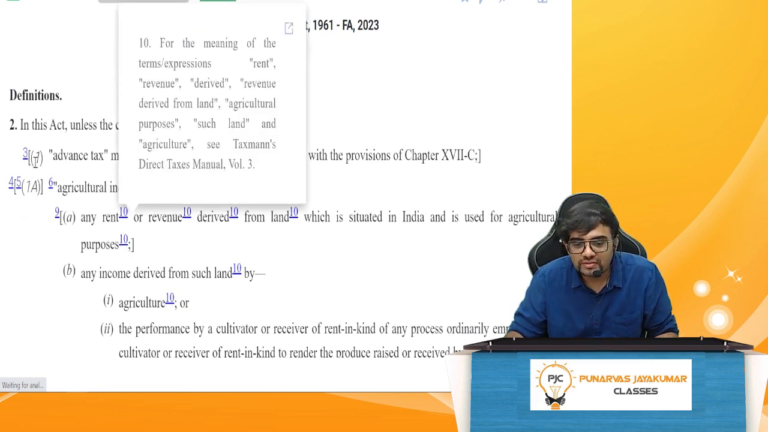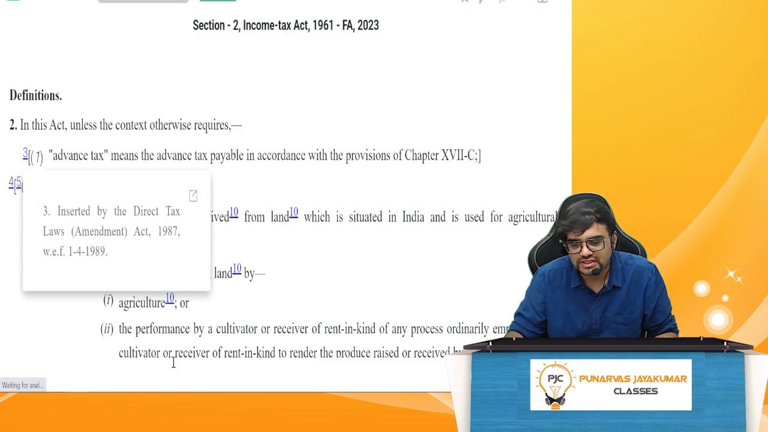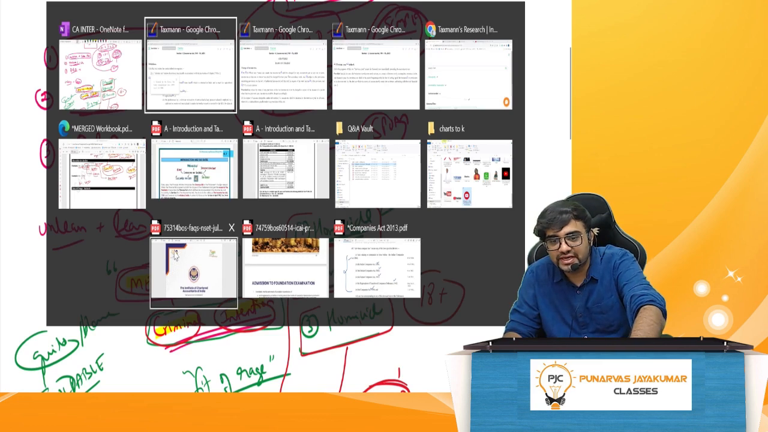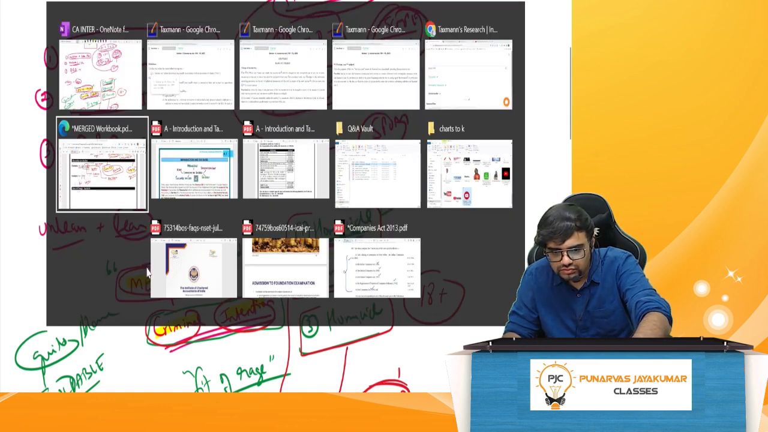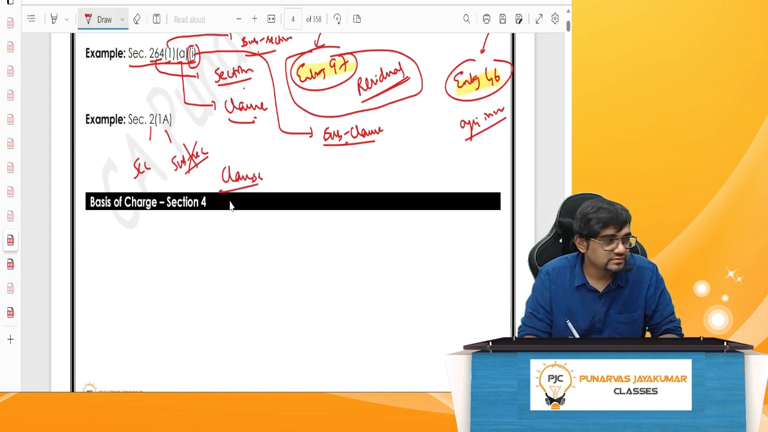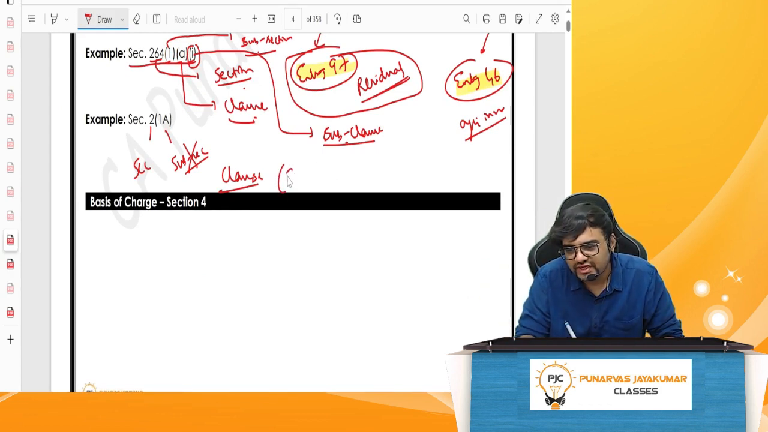Hence, this will not be called a subsection in definition. What will each of these things be called? Clause, yes. So guys, only in the definition section and some other sections where it can be separated, this is not called subsection. It is called a clause. Why? Because each of those is a separate definition.